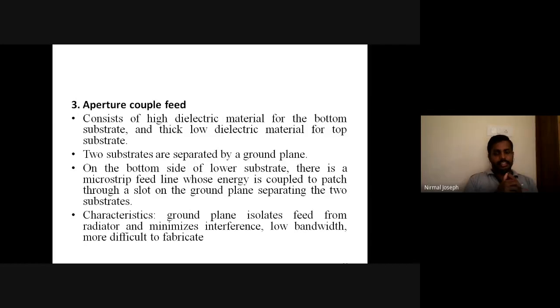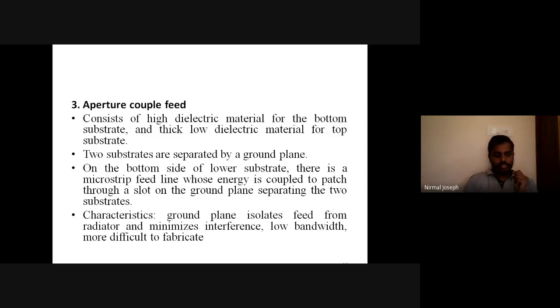The characteristics are: the ground plane isolates the feed from the radiator and minimizes interference. That is the very big advantage. Below the ground plane only, we have this feed line, so whenever the antenna is radiating, it will not interfere with the feed line. The drawbacks are low bandwidth, and of course it is more difficult to fabricate, since we have to arrange these two substrates, place the ground plane in between, make a slot in the ground plane, and connect to the patch.